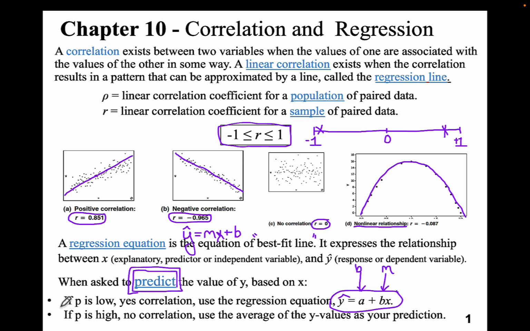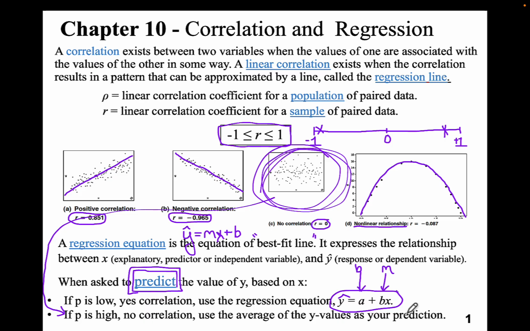Now there's another case. If p is high, and you know what that means. That means that the p-value is higher than the significance level. Then we're going to conclude that there is no correlation between the two variables. And if there's no correlation, like this one right here, this would go with this case, the second one listed. If there's no correlation, we're going to get a high p-value. So we're going to conclude no correlation, and then we're going to use the average of the y values as our prediction.